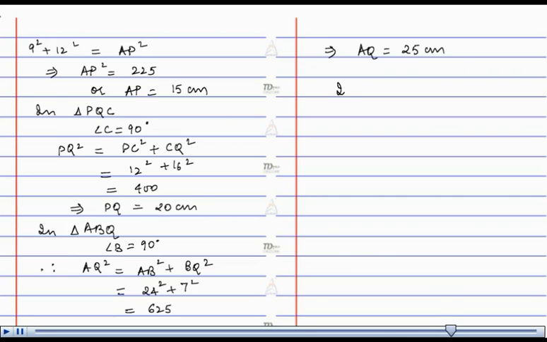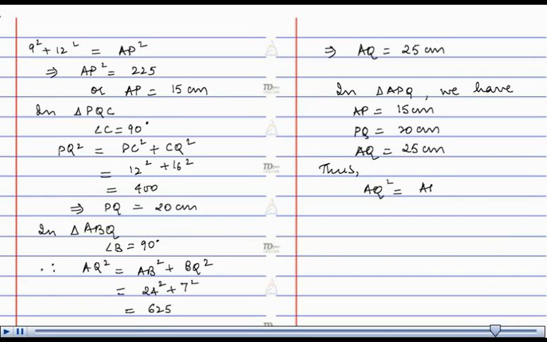Now, in triangle APQ, we have AP is equal to 15 centimeters, PQ is equal to 20 centimeters, and AQ is equal to 25 centimeters, which is a Pythagorean triplet. Thus, we get AQ square is equal to AP square plus PQ square. This implies angle APQ is equal to 90 degrees. This is our required answer, which is option number 2.